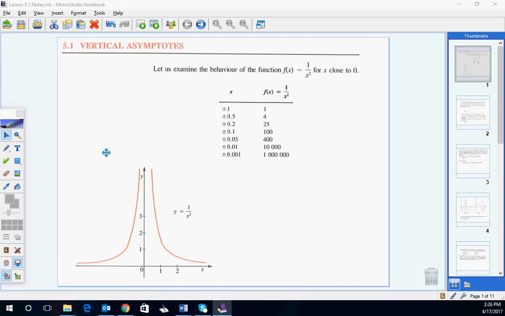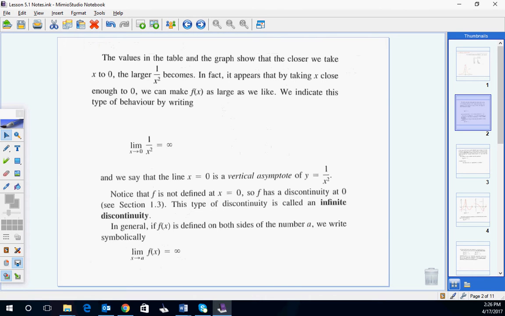Okay, so the values in the table and the graph show the closer we take x to 0, the larger 1 over x squared becomes. Now this would also make sense. Use your number sense. Numbers really close to zero are really small fractions. 1 over 1/8 is 8. 1 over 1/100 is 100.